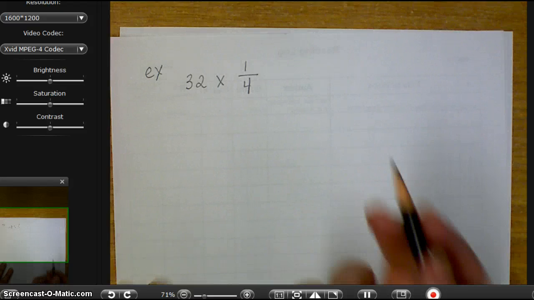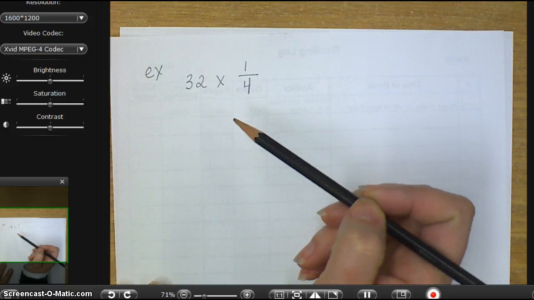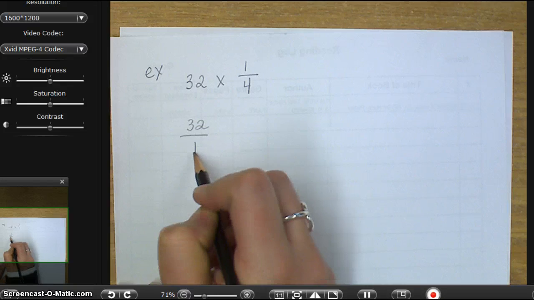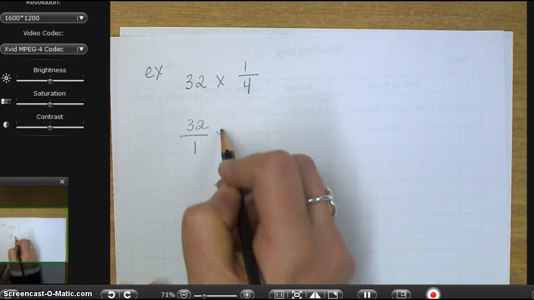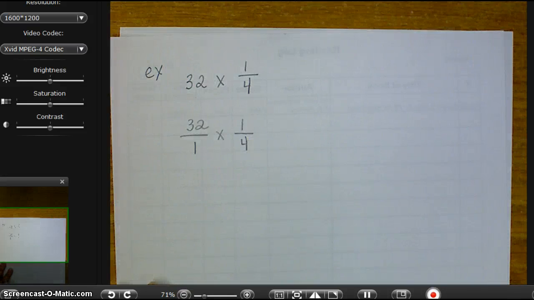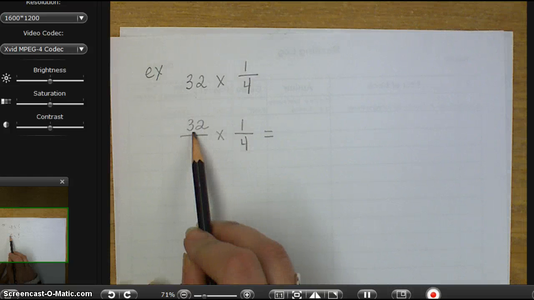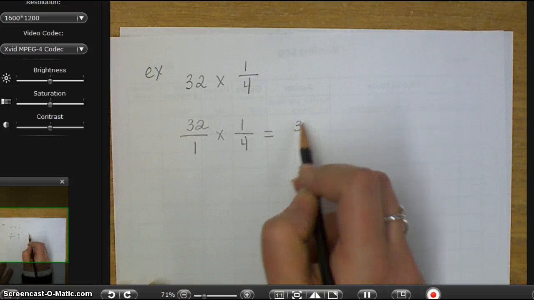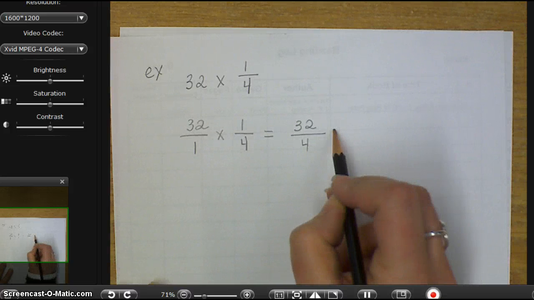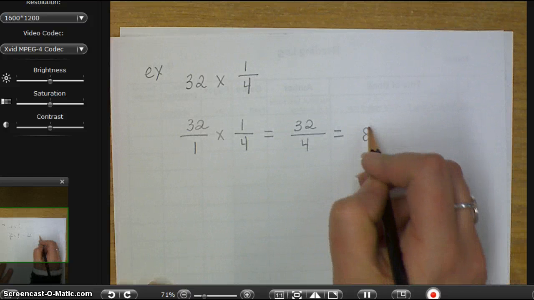Let's try some examples. So if we have 32 times 1/4, and we follow our steps from our notes, the first step says we need to put our whole number over 1. We rewrite the fraction as it was, and we now have 32 over 1 times 1/4. We multiply straight across. 32 times 1 equals 32, and 1 times 4 equals 4. Step 2 says to divide. 32 divided by 4 equals 8.